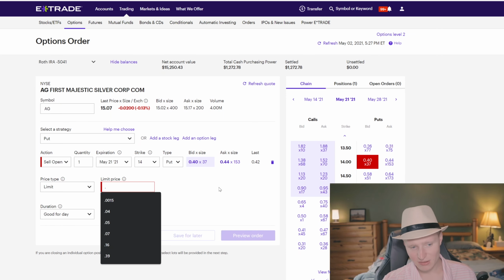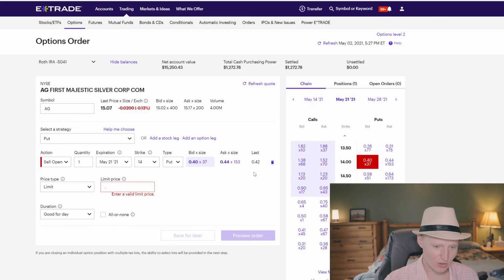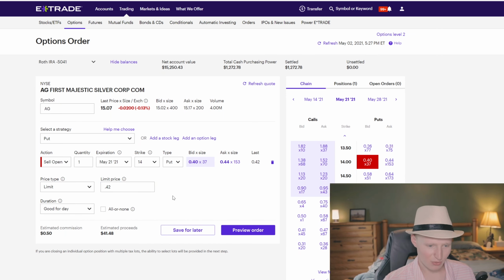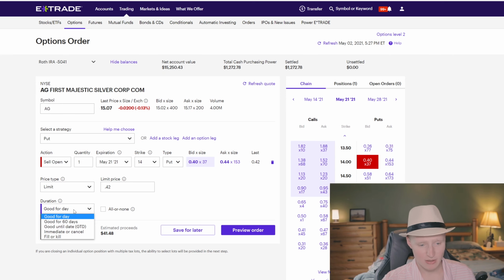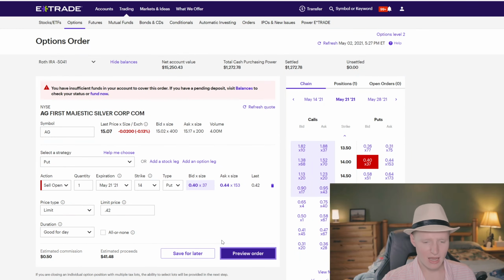I like to set this with something like 0.4, or you can see the last agreed upon price. So you can probably set it to like 0.42, and that gets filled. eTrade will charge you 65 cents for creating a contract, but that's pretty standard across all brokerages. And you can leave it on good for day and then preview order.